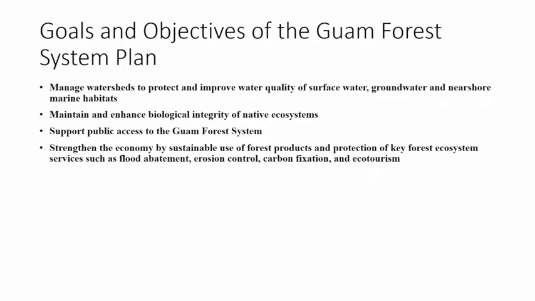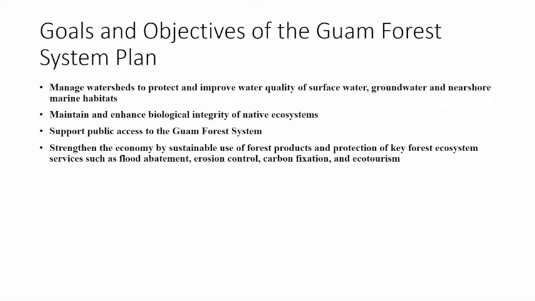Another goal identified under the Forest System Plan is to support public access to the Guam Forest System, and of course, the plan provides specific objectives and activities that support this goal, such as creating, restoring, and maintaining of trails, viewpoints, and public recreation areas with appropriate signage and safety considerations. This will also allow us to work with recreational and hobby groups to facilitate access and use compatible with protection of water quality habitats and population of vulnerable species.